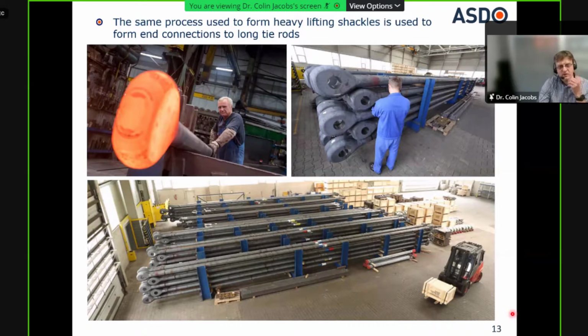But using the same process, we can also make very long tie rods with forged ends. These are generally for the ground containing structures, typically for ports and harbours. Here you can see these 160 millimeter diameter bars with ends forged to make a pin connection, and these bars are actually 18 meters long. So we were able to make an 18-meter long bar in a single piece and ship it to wherever we want to in the world.